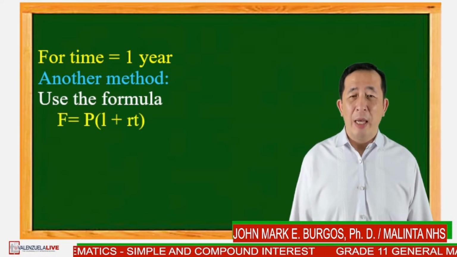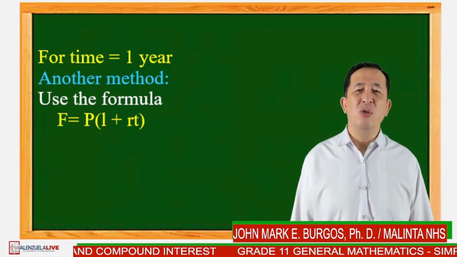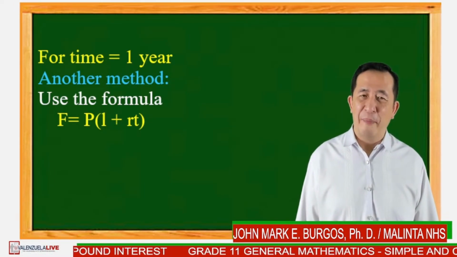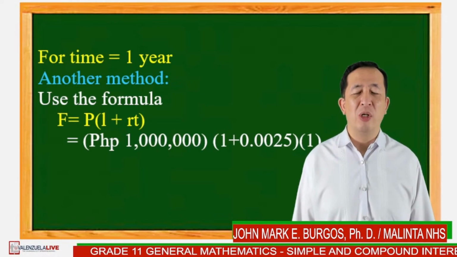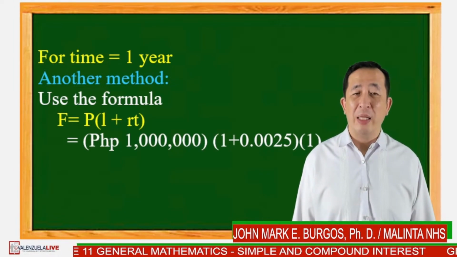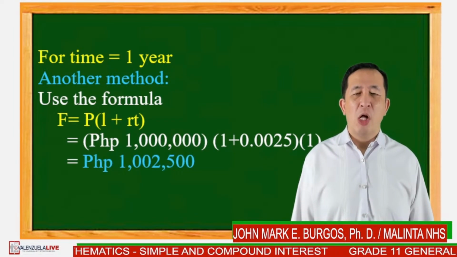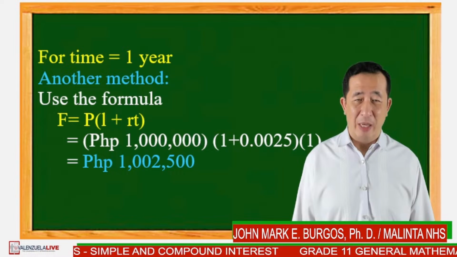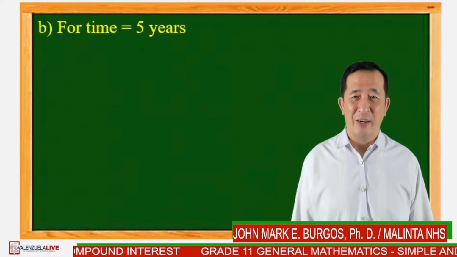For the first year, another method that we can use is F is equal to P quantity 1 plus R times T quantity. And to substitute the values, we have 1 million pesos times the quantity 1 plus 0.0025 times 1. The answer will be 1,002,500 pesos. It will still arrive at the same answer.